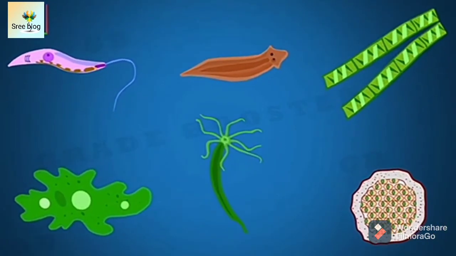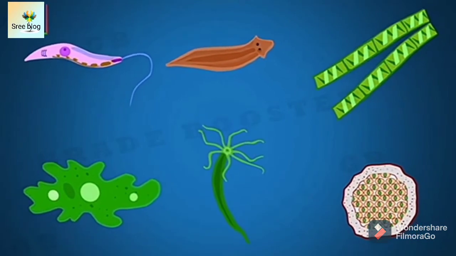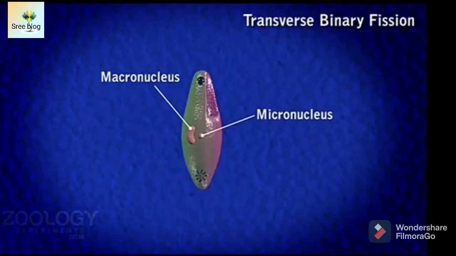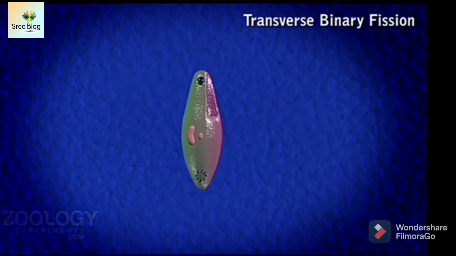First, we are discussing asexual reproduction in different organisms. First one, Paramecium. Single-celled organisms such as Paramecium and bacteria reproduce by splitting into two or more. This usually occurs in a symmetrical manner. They split into two by transverse binary fission.